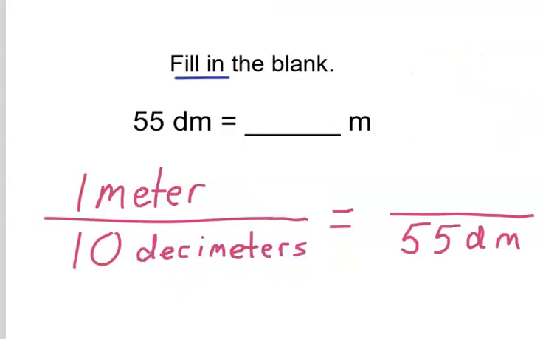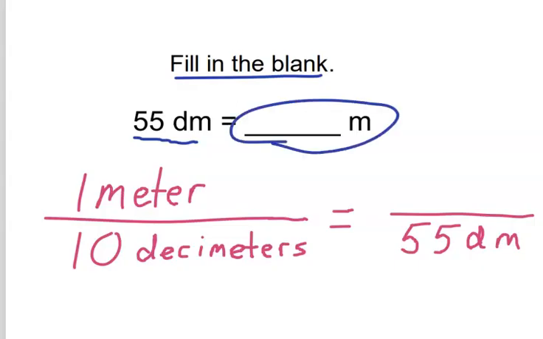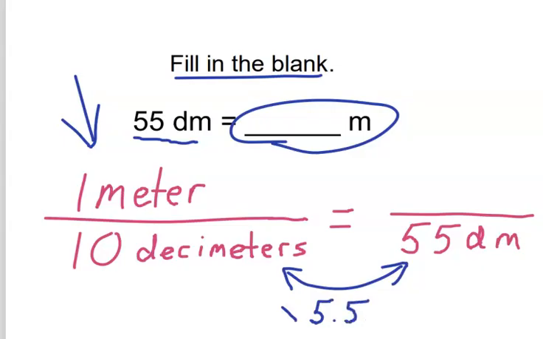All right, it says fill in the blank, and we have 55 decimeters, and we want to know how many meters that is. So right down here I showed that 1 meter is 10 decimeters. Well, we want to try to figure out what is the relationship between these two numbers. Well, if we take 55 and divide it by 10, then we know that 10 times 5.5 is going to give us 55 decimeters. So whatever we do to the bottom number, we have to do to the top number.